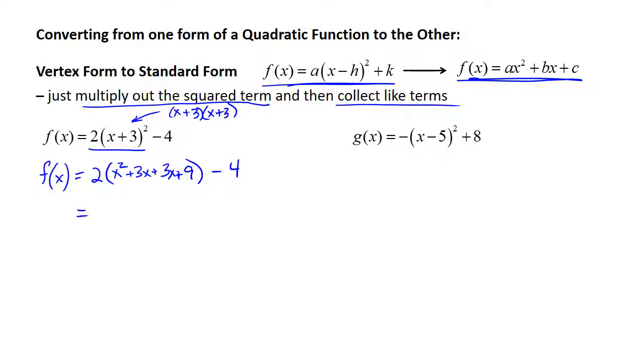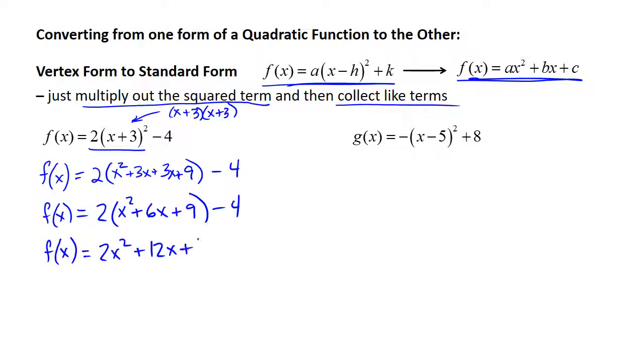So you first want to multiply out that binomial. And if you use the shortcut, you'll immediately get to the 6x right away. Then distribute the 2 as your next step in order of operations. So we get 2x squared plus 12x plus 18. Keep the minus 4 there. And then the last step is collect those two like terms. So f of x is equal to 2x squared plus 12x plus 14.